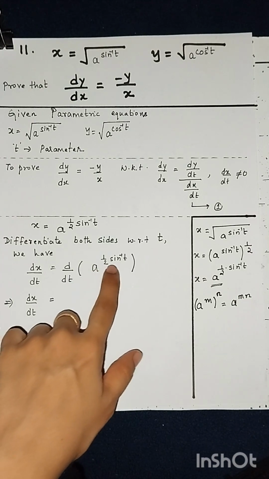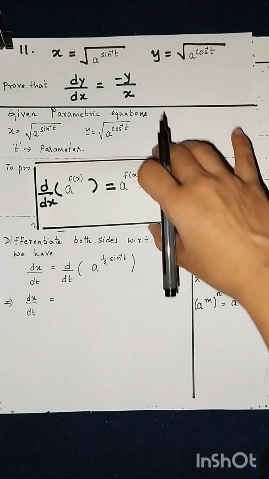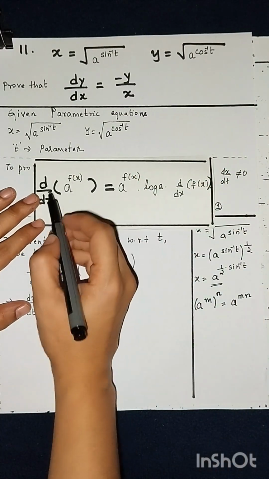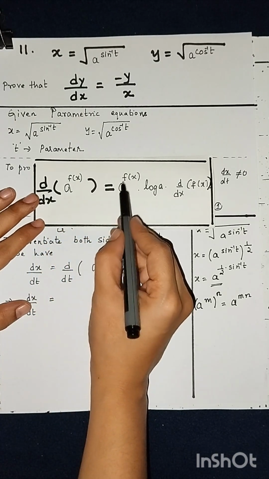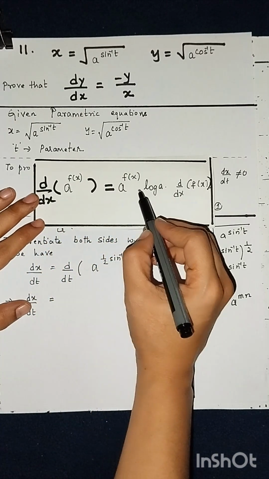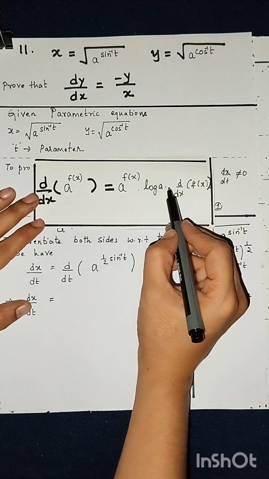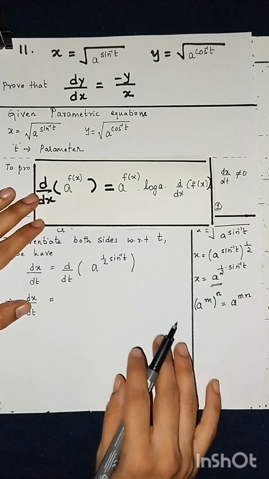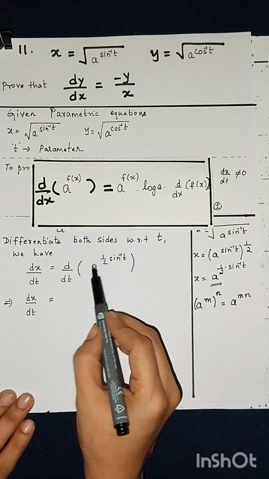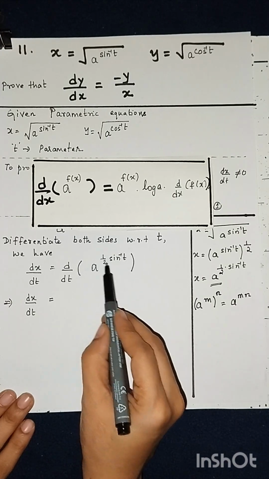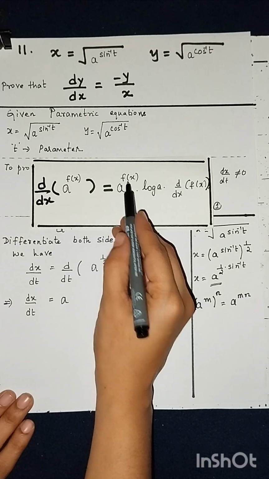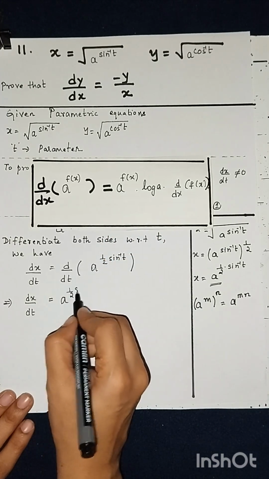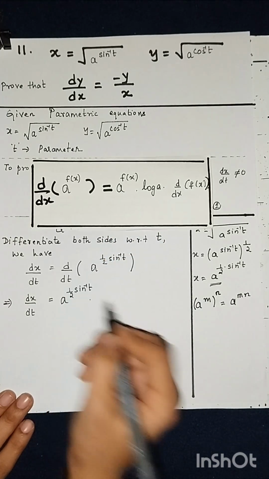Now we have a formula when you have a function of this type, a constant to the power of a function. The derivative of a constant raised to a function will be the constant to the power function into log of that base into the derivative of the function. So here it is a to the power f of x. First we write a to the power 1 by 2 sine inverse t.